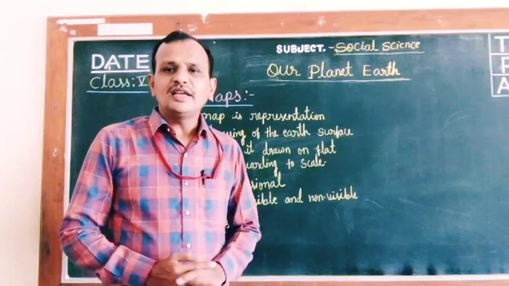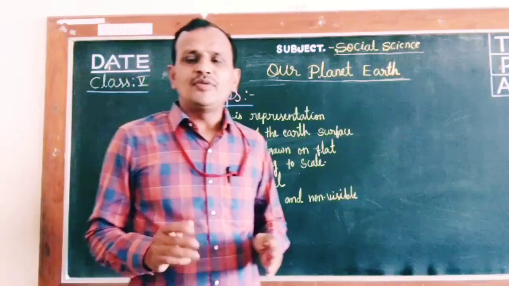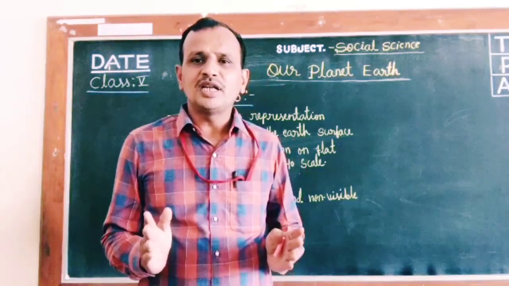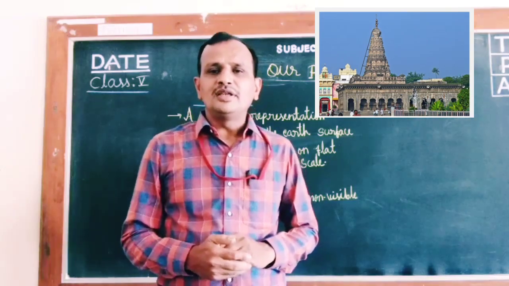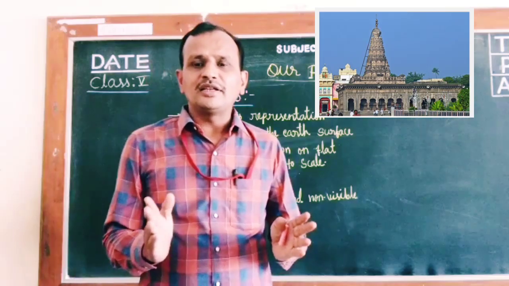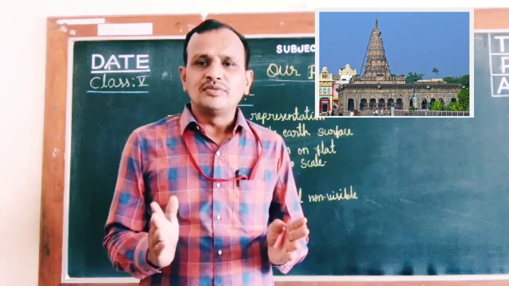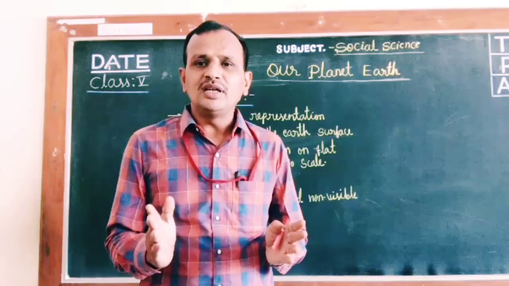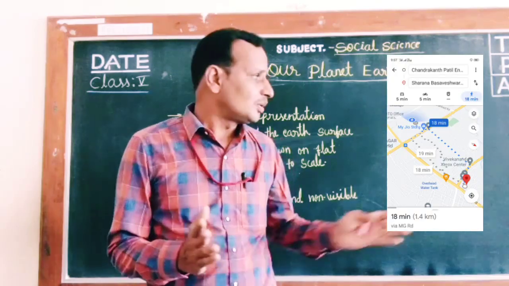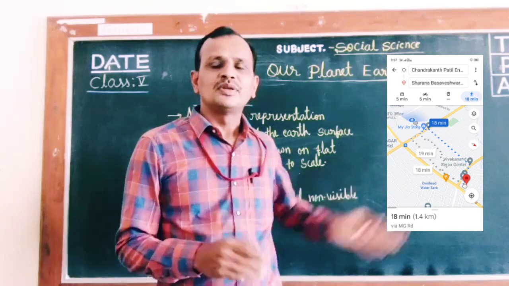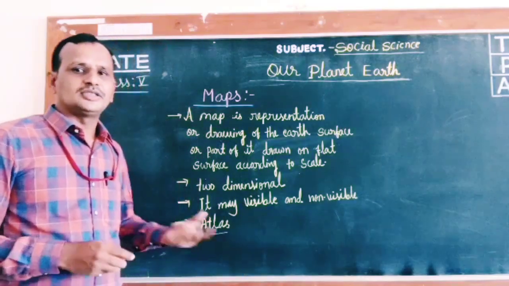And also you can take the example of the Google map on your mobile, children. If we want to see the exact location of Shanbasheshwara temple in Gulbarga from our school, we get the exact location of the Shanbasheshwara temple from our school immediately through the Google map, children. So in this way maps are very useful to us.